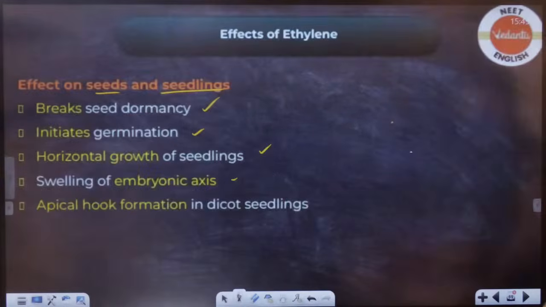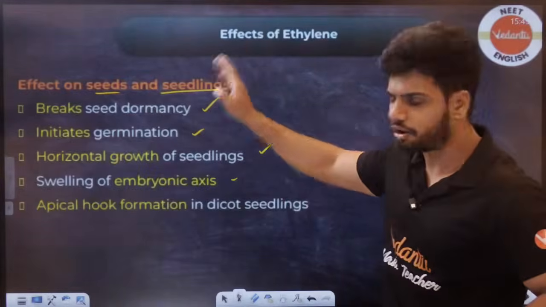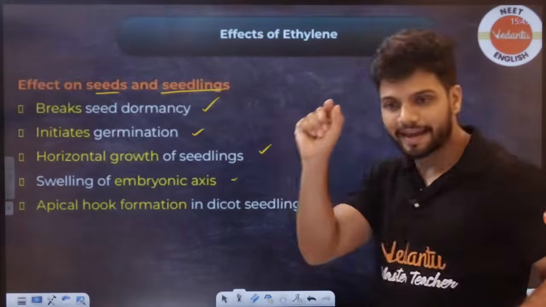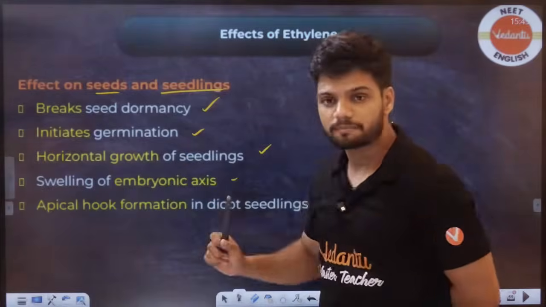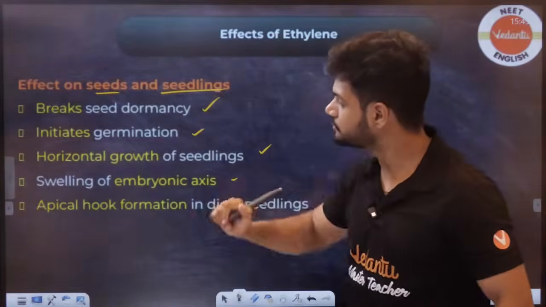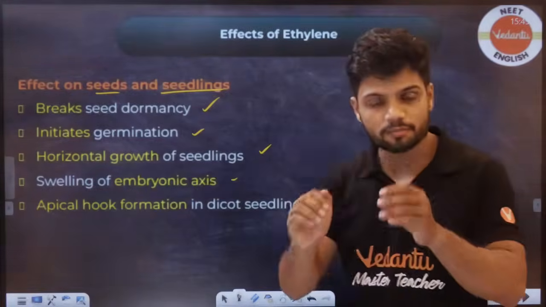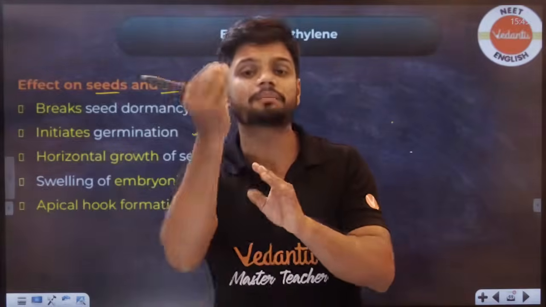Now students, what are the effects of ethylene on seeds and seedlings? एक seed पे इसका effect क्या है? Now you see this. It breaks seed dormancy. Dormancy तोड़ देगा ये ethylene. Initiates germination. उस dormancy को तोड़ के promotes seed germination.